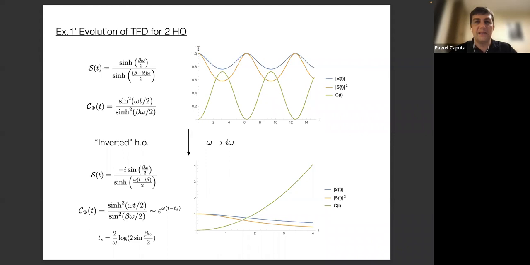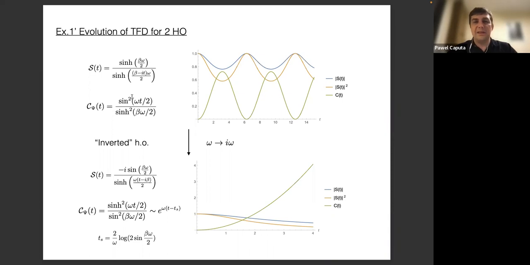At time t equal to 0, this return amplitude is just 1. This is by the normalization, and then the Krylov complexity is 0, and then it becomes maximal where this spectral form factor has a minimum, and then it's actually periodic. It goes periodically like that for 2 harmonic oscillators.